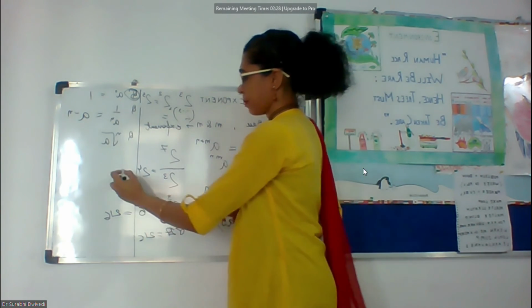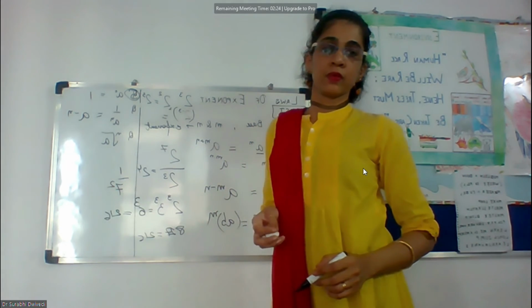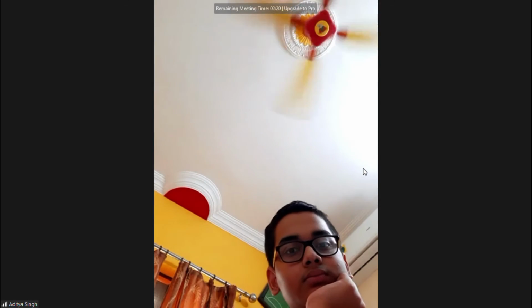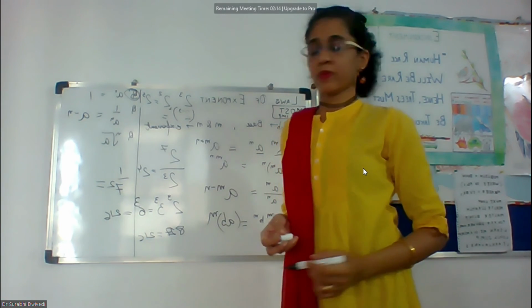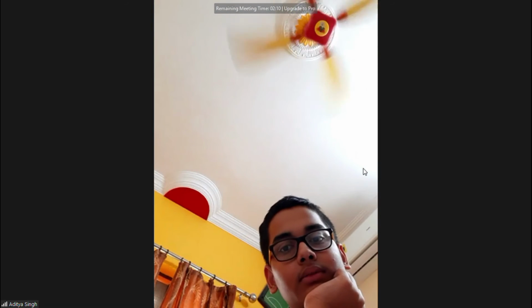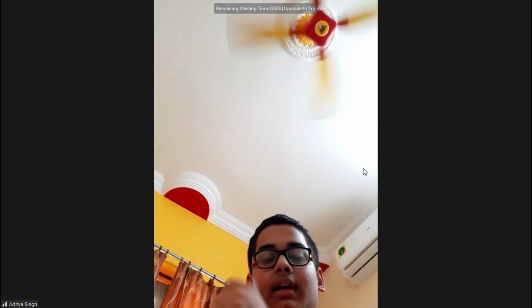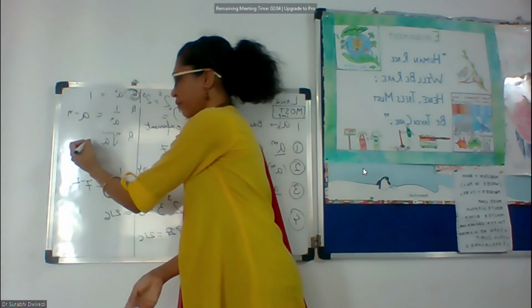So I'm giving you one example. 1 upon 7 raised to the power 2. What's the answer? 7 raised to the power negative 2. Minus 2. What does negative 2 mean? What is it called? This is a negative exponent, an exponent which got reversed.